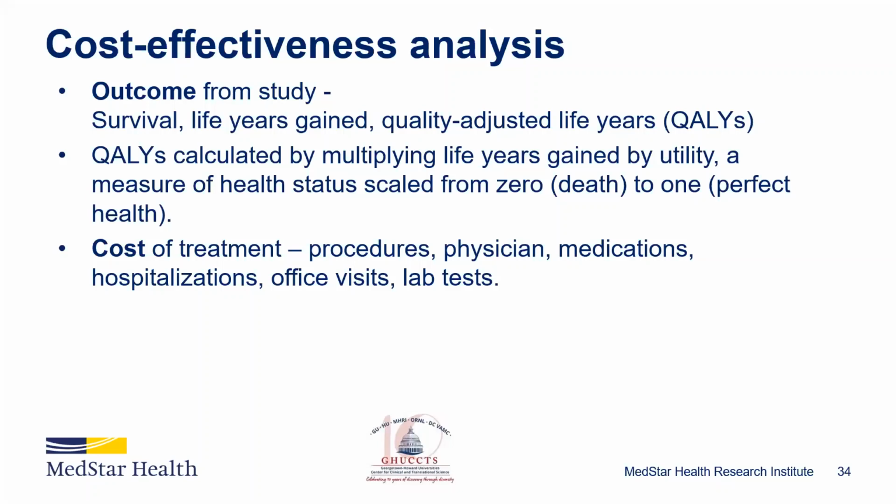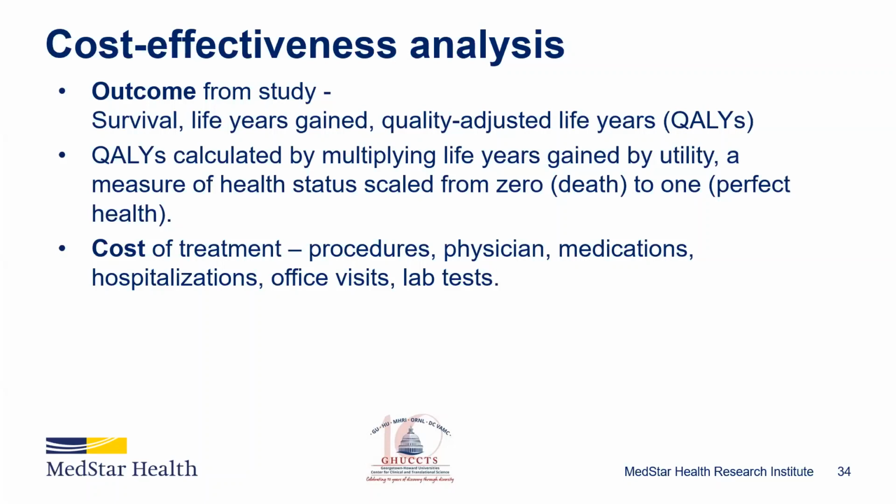The other component that we need is the cost of the treatments. Costs would include procedures. For example, if you have a coronary artery bypass, how much does that procedure cost? You would have physician cost, medications, obviously. You might be hospitalized after the treatment, so what is the cost of that? Additional hospitalizations. You might have office visits or lab tests that would be included in cost.